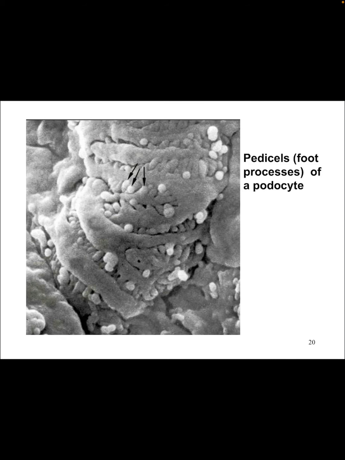Again, these are the pedicels, which are the foot processes. These are the cells, and these are the primary processes, and we can see the smaller ones, the secondary. And we can see these spaces here, these are the filtration slits. And this structure we can see here is the area where there's filtration of the blood and it starts to form the urine.